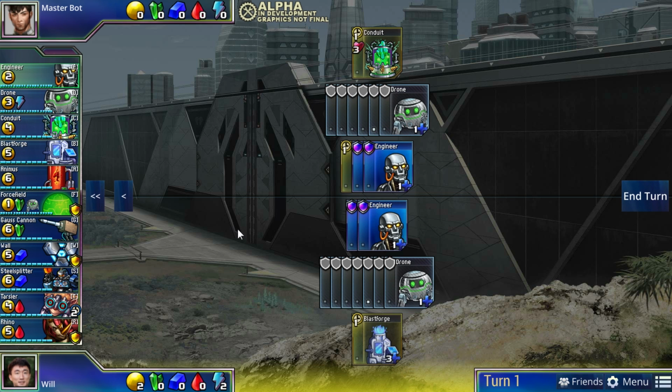Now, I decide that I want to leave one of my drones back on defense. I don't need to press Ctrl-Z and undo the Blast Forge to undo my drones. I can just click a drone and simply 1 gold will disappear from my bank and my drone is suddenly blocking. Now, of course, we've got to be a bit careful.